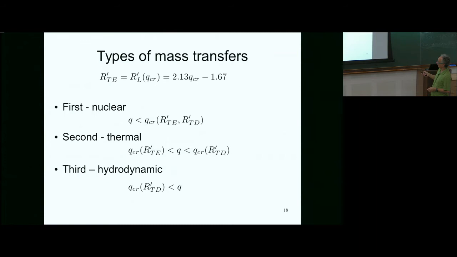R prime, the derivative of the radius with the Roche lobe derivative, and we can have nuclear time scale, thermal time scale, and hydrodynamical time scale, which is unstable. So in these two cases, we can describe the mass transfers using this stable mass transfer formula that I derived in a number of cases. And in this case, we usually have to use the common envelope formalism to describe the mass transfers.